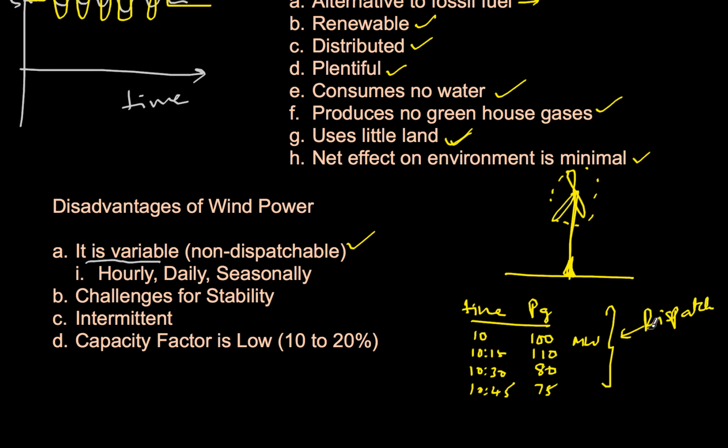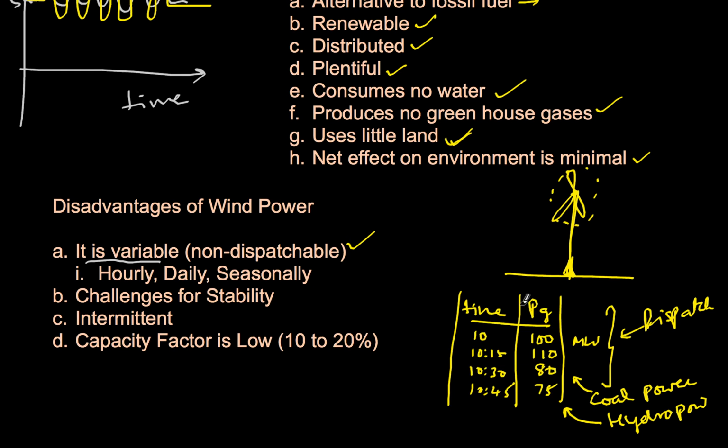Who creates this dispatch? The system operator creates this dispatch. Such a table may be true for a coal power plant, or even a coal power is not a renewable energy. But coming to renewable energy, a hydropower plant is a renewable energy. So this is a dispatch table. Such a table can be defined for a dispatchable generator, but wind power is non-dispatchable.